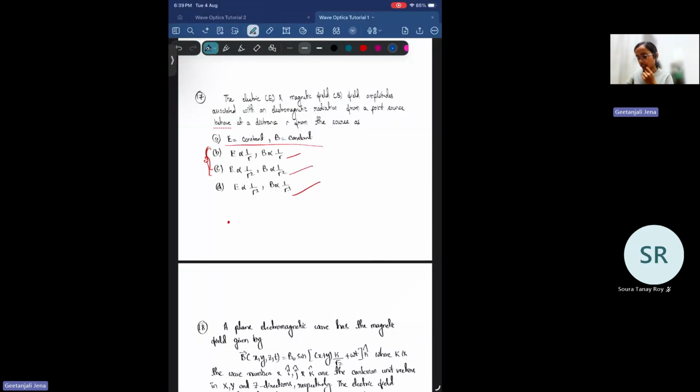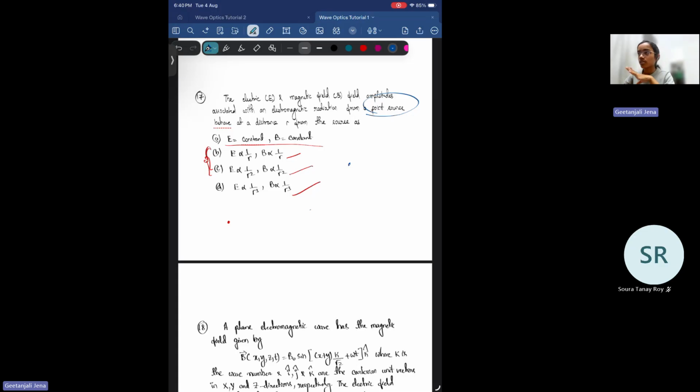we are not able to find out whether it is answer B or C. But one thing I have checked is that it was asking the electric field and the magnetic field of a point source, not a point charge. So for a point charge, the electric field is proportional to 1 by r square. And one thing you can easily guess is that a point charge cannot produce a magnetic field. For magnetic field, we either need a current source.